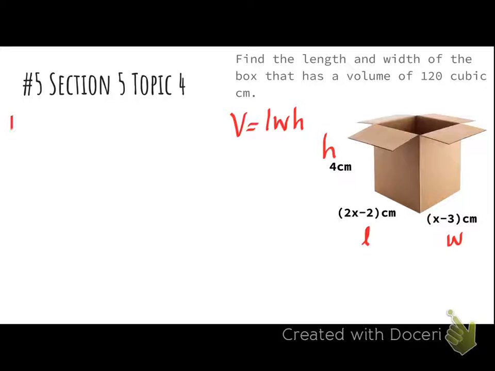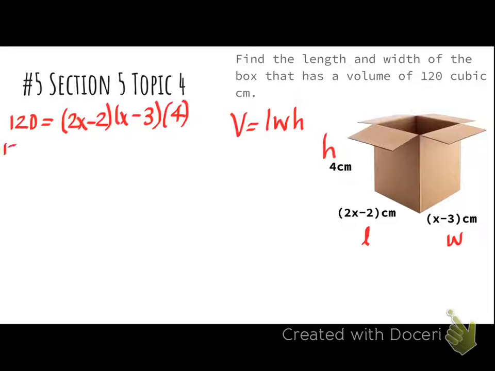We know the actual volume is 120, and that's going to be equal to the length, which is 2x minus 2, times the width, which is x minus 3, times the height, which is 4. So step number 1 was to sub the information into the formula: the length, the width, the height, and the volume. Remember, we're trying to find the actual length and the actual width, so we have to solve for x here. We're going to solve first by multiplying the two binomials together.